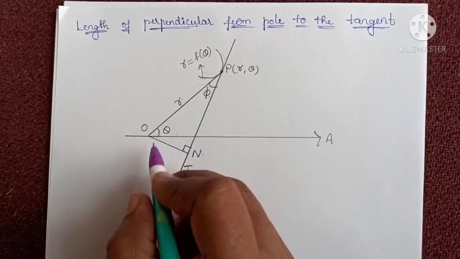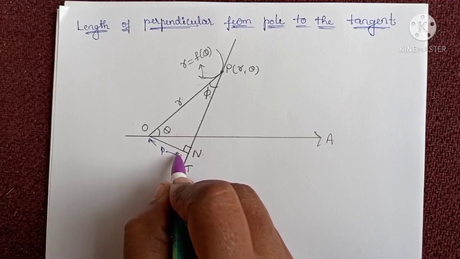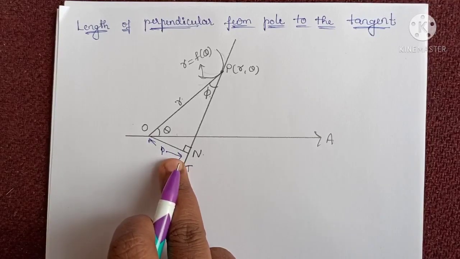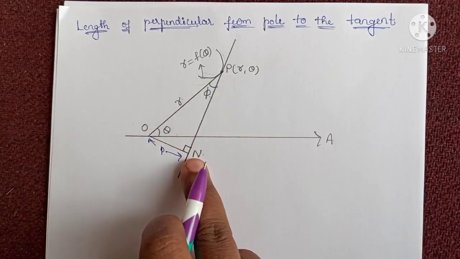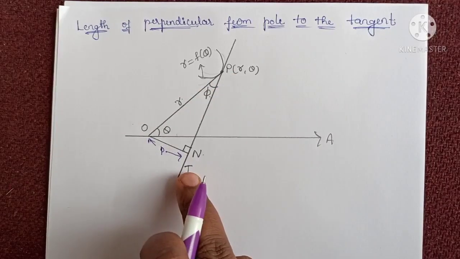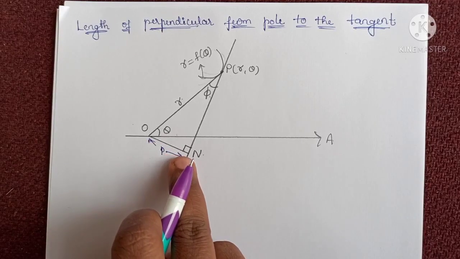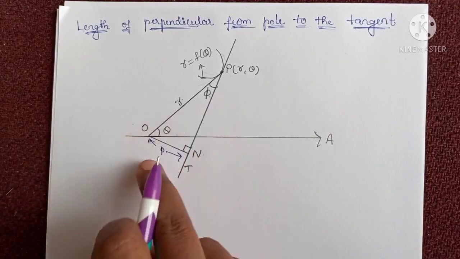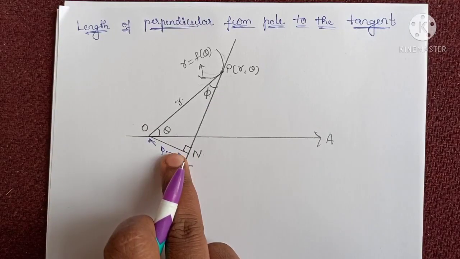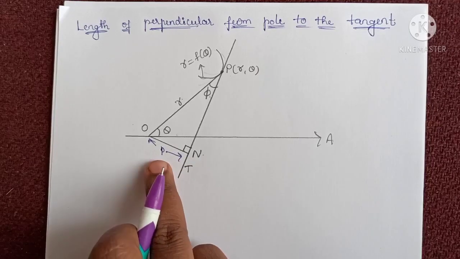This is denoted by small p. So this is the length of the perpendicular from the pole to the tangent. Here PT is a tangent. Let us draw a line perpendicular to this tangent from the pole. This line is called the length of the perpendicular from the pole to the tangent. Here we have to derive the formula for this p.